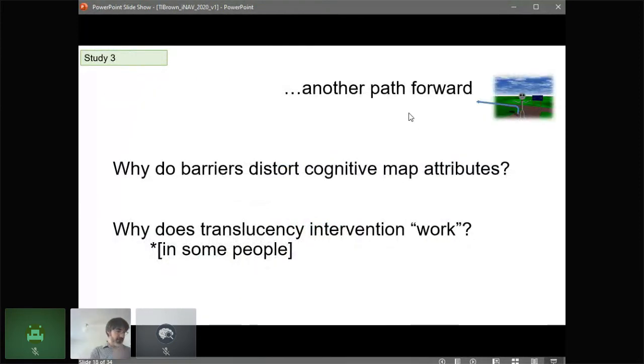Okay, so to get back on track though, what we can do to sort of synthesize the results from those two experiments is to say, well, these VR barrier manipulations really do seem to have potential for improving cognitive mapping. But their efficacy really depends critically on individual differences. And as we explore those individual differences, perhaps we can improve the sort of target of our manipulations. So one factor here in this case is the way that your perceptual barriers interact with your sense of direction. So why do barriers distort cognitive map attributes? Why does this translucency intervention actually work, at least in some of our participants?